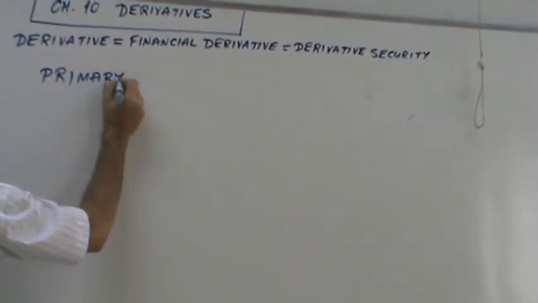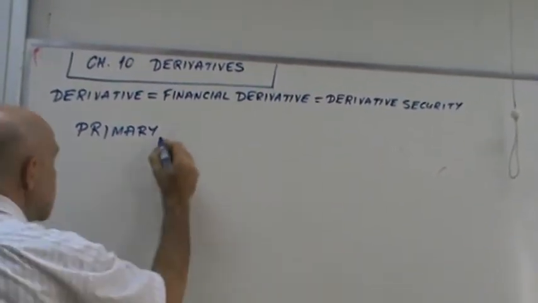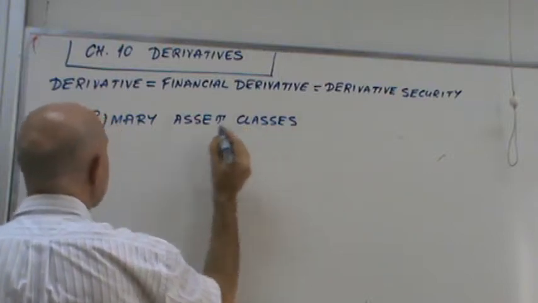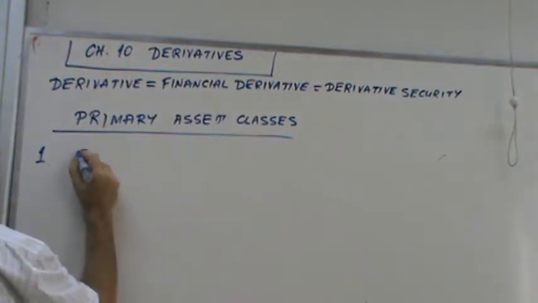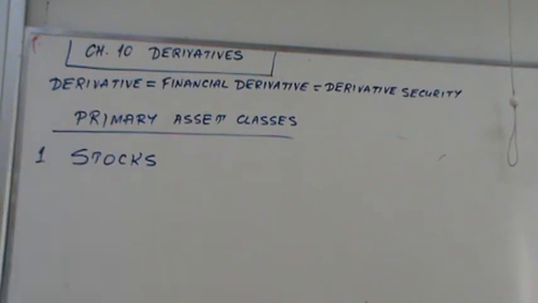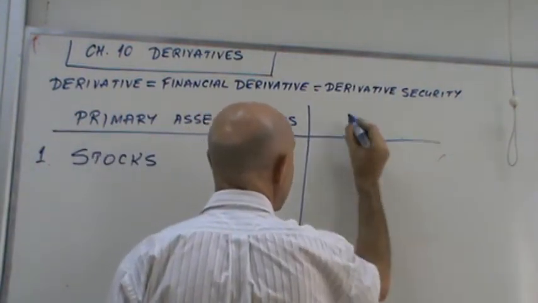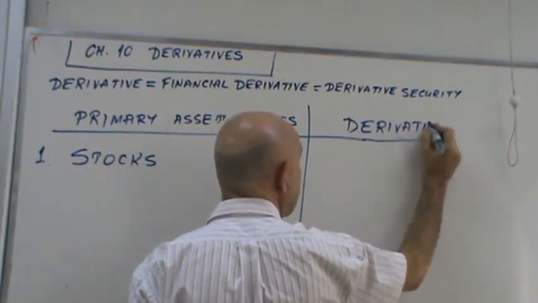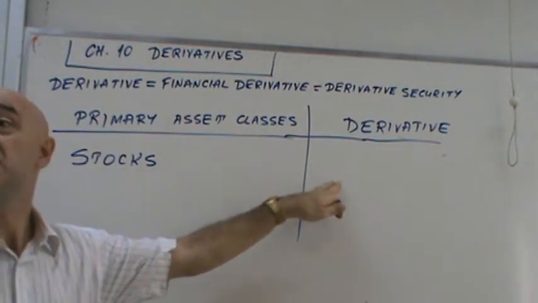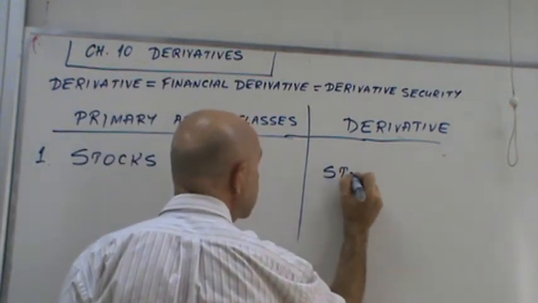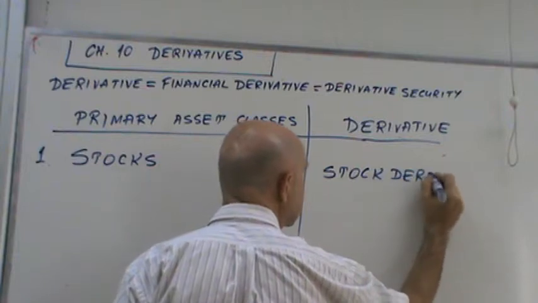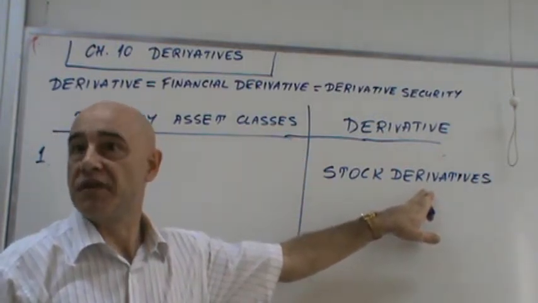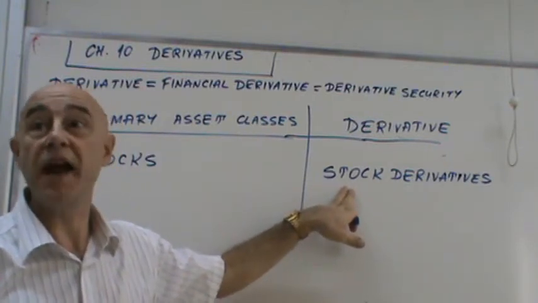Alright, so from the first lecture, we got the primary asset classes. The first primary asset class was stocks. And from the primary, we don't call them secondary, we call them derivative. From stocks, you're going to have stock derivatives, which means that these are derivatives whose value is determined by the value of a stock.